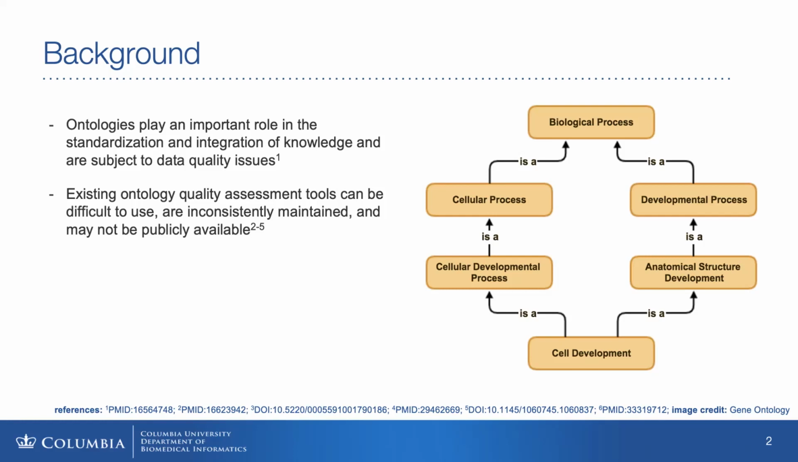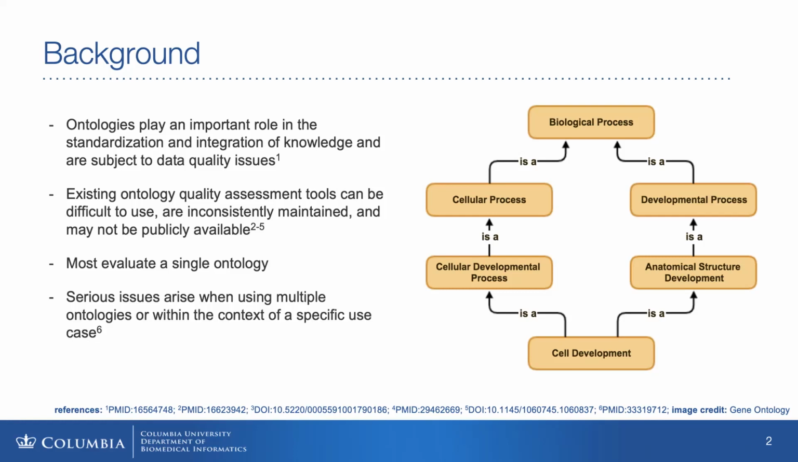And while many existing ontology quality tools exist, they can be difficult to use and are often inconsistently maintained and may not even be publicly available. Most existing tools were developed and designed to evaluate only a single ontology. But ontologies are designed to represent knowledge in specific domains. The ability to align or merge knowledge from multiple ontologies is important and necessary for the advancement of deep computational phenotyping. There are many challenges to merging or combining multiple ontologies, and solutions to address these challenges aren't readily available, but are currently under development.